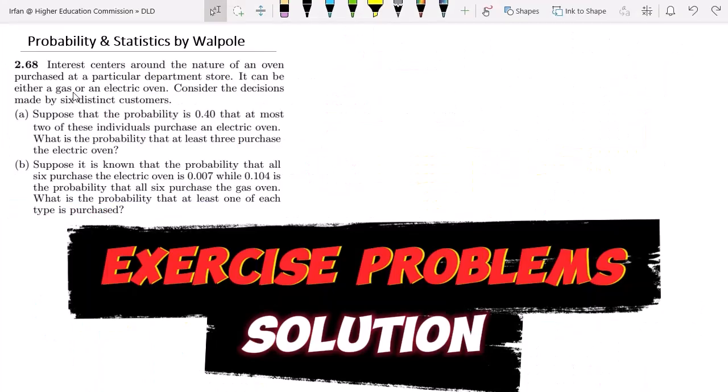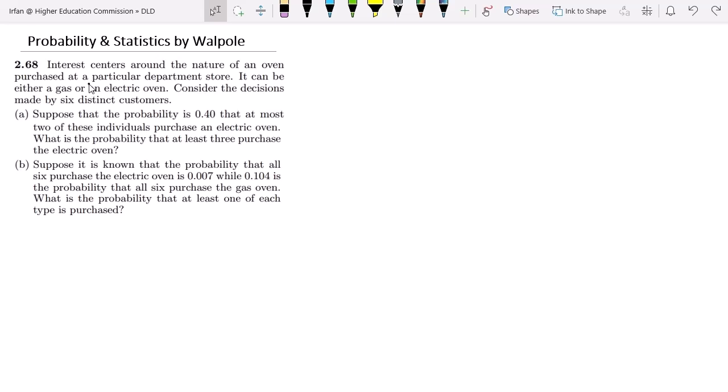Hello guys, so question 2.68. The statement it has is: interest centers around the nature of an oven purchased at a particular department store. It can be either a gas or an electric oven. Consider the decisions made by 6 distinct customers. So this is the statement, and part A of it is: suppose that the probability is 0.40 that at most 2 of these individuals purchase an electric oven.